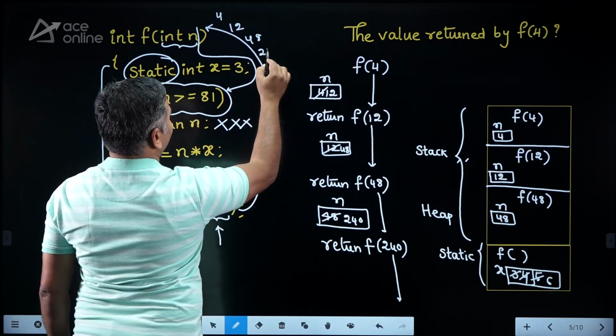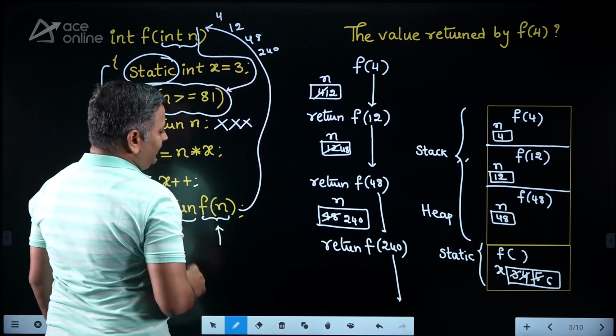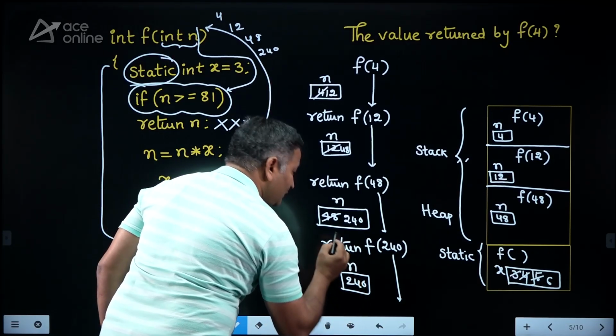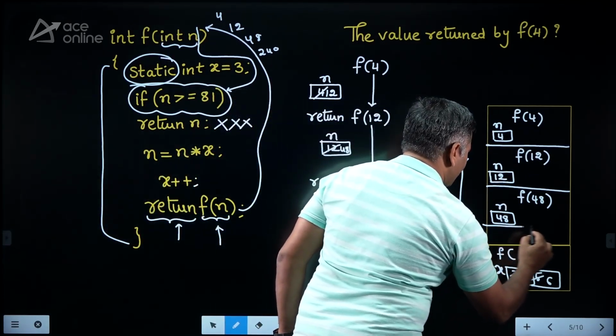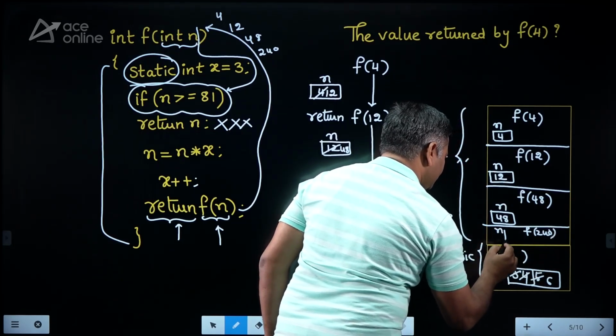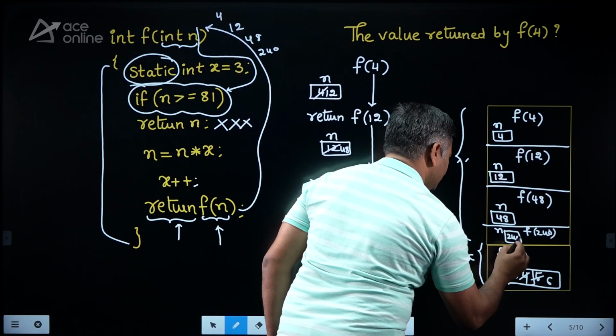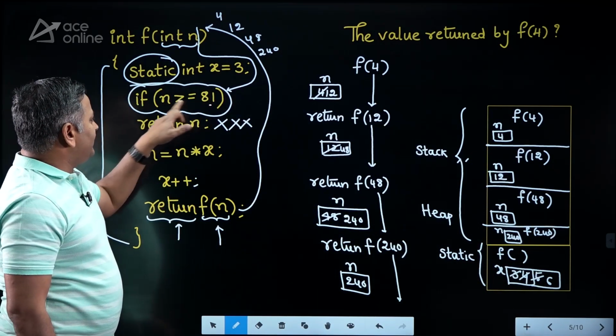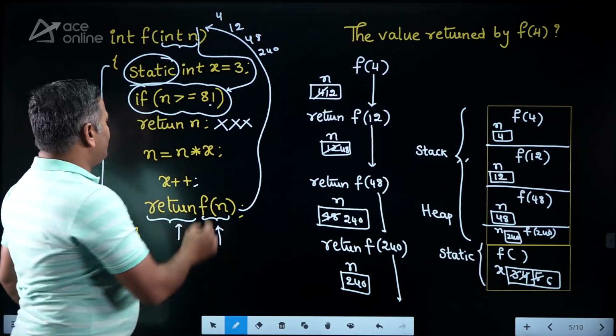Next one is 240. When I am calling with 240, n is equal to 240 will be created. Create another activation record, f of 240. Right? Now check the condition: 240 greater than or equal to 81. Yes, condition true. Therefore, return n.